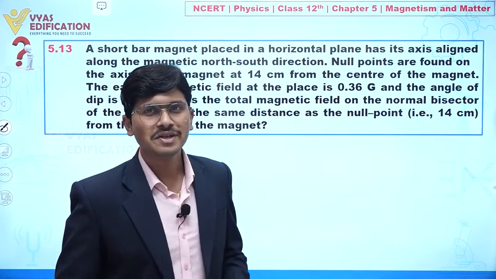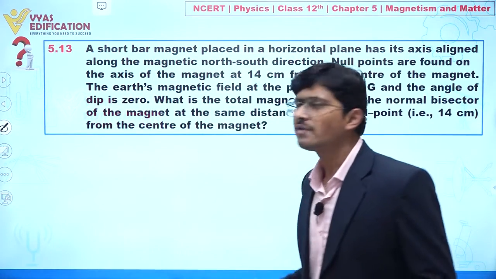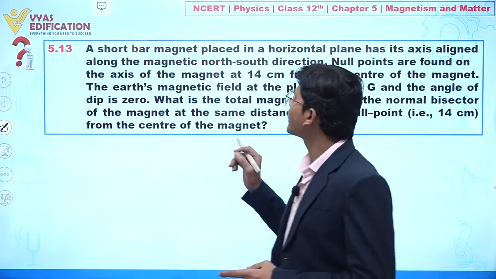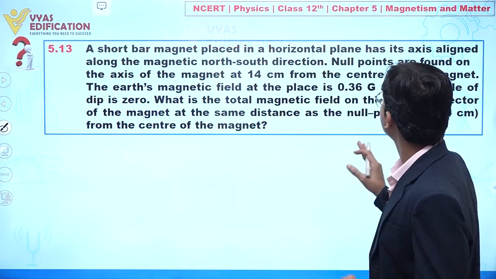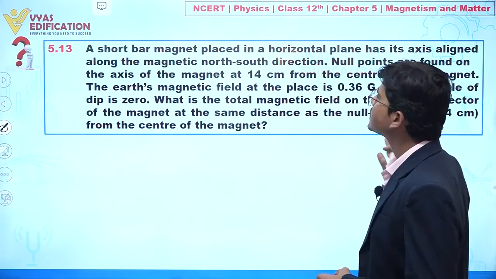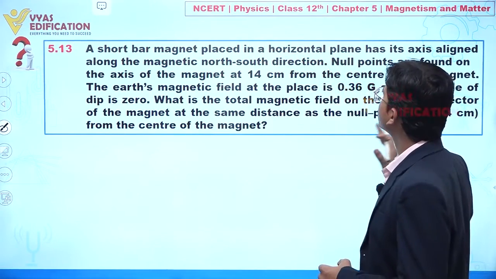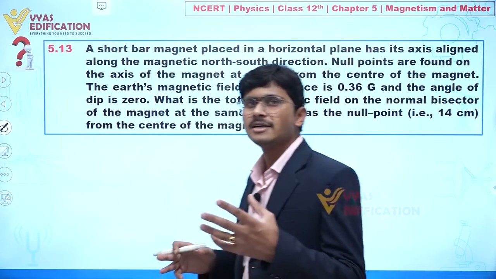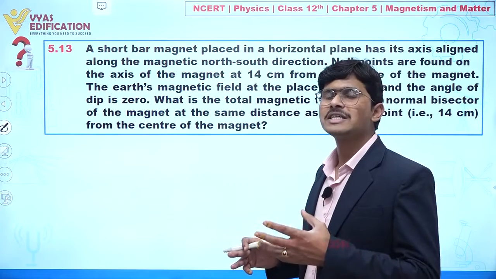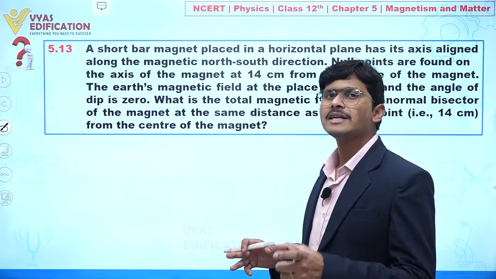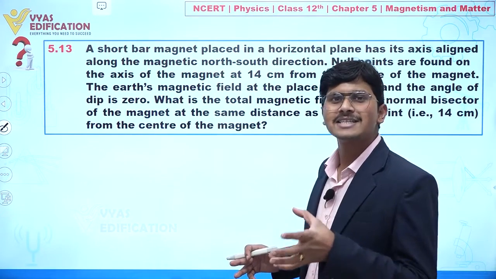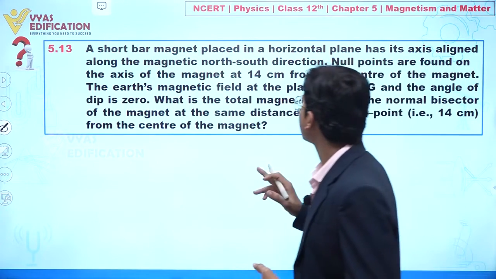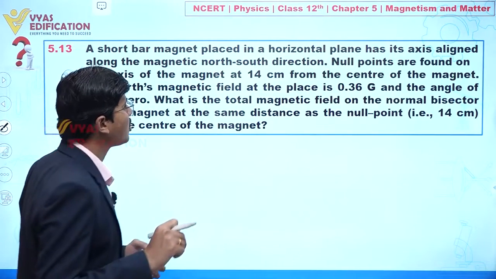Now student, we are going to discuss question number 5.13, and in this question it is given to you, a short bar magnet placed in a horizontal plane has its axis aligned along magnetic north and south direction. We are placing a short magnet, and its alignment is along magnetic north and south. This is given in the question. Null points are found on the axis of the magnet at 40 centimeter from the center of the magnet.